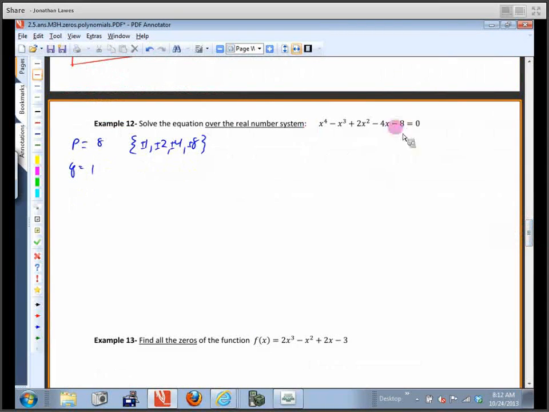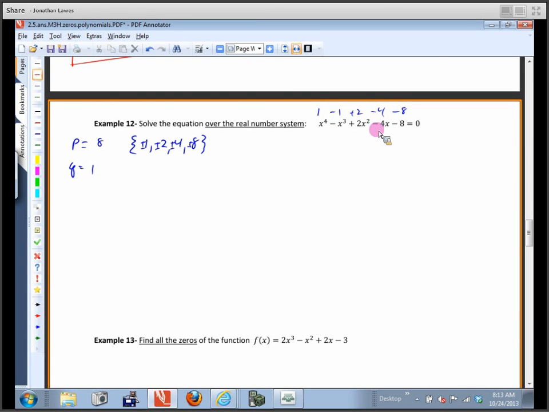If I were to plug in a 1, this would be a 1, a minus 1, a positive 2, a minus 4, and a minus 8. Is that going to make a 0? It's not. So is 1 going to work? It's not going to work.